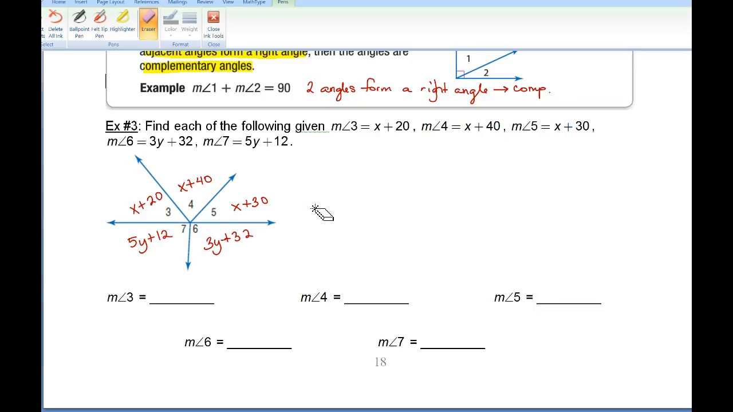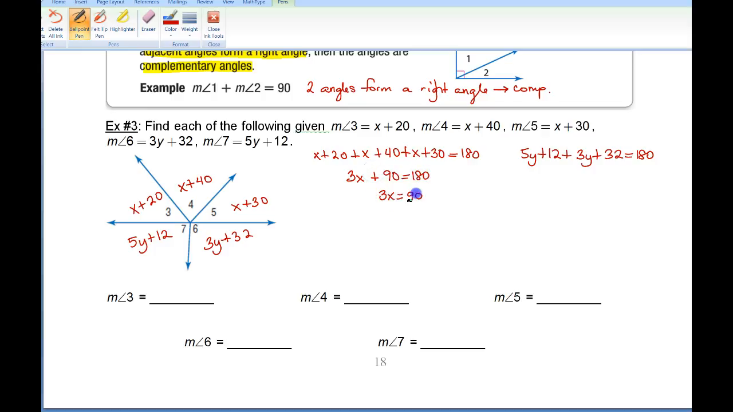So we know that x plus 20 plus x plus 40 plus x plus 30 has to equal 180. And then also 5y plus 12 and 3y plus 32 has to equal 180. Good with that? So we add up everything. Let's look at the x's. We have 3x plus 90 equals 180. So what's x equal? 30. And then let's solve for y. So we get 8y plus 44 equals 180.